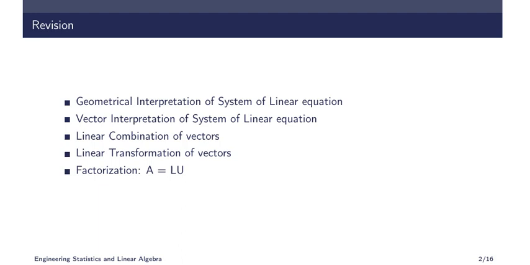So moving to the revision, we have so far seen the geometrical interpretation of a system of linear equations as lines, and the solution will be the common point or the meeting point of both the lines. And also we have seen a vector interpretation in which we can write it as a linear combination of column vectors. Also we have seen that A will transform a vector X to a given B. That is also a method of interpretation. And also we have discussed how to factorize a given matrix into lower triangular and upper triangular matrices.